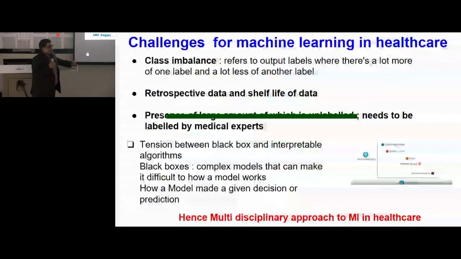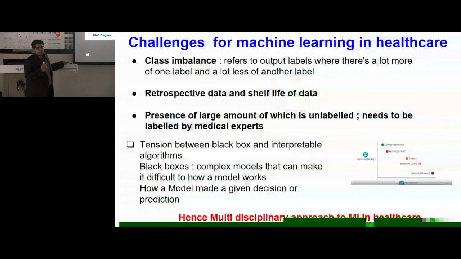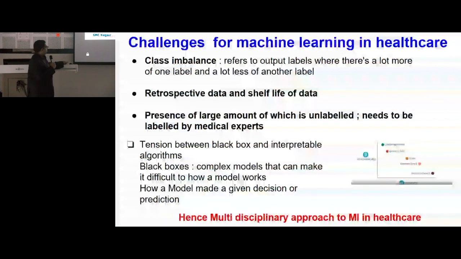Retrospective data and shelf life. A lot of clinical practices are changing every day. New medications are coming, new drugs are getting invented. So the data can have a shelf life, an expiry date. This can be an issue in the healthcare sector. A lot of data is being generated, but it is unlabeled. People don't know the labels, or labeling needs to be done by a medical expert, and we have few people to do this.